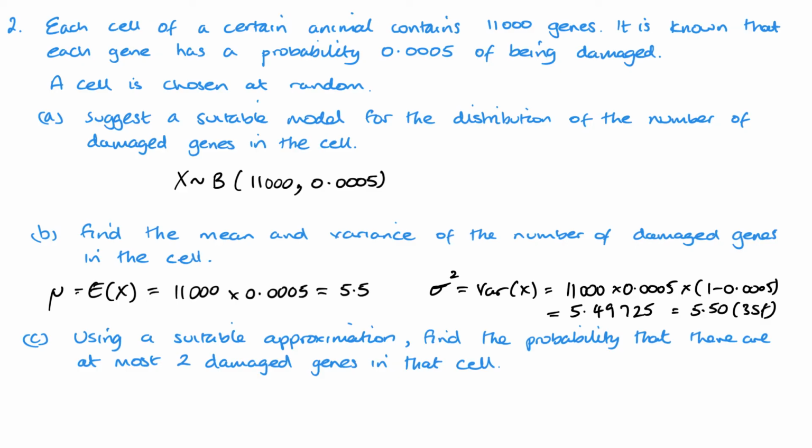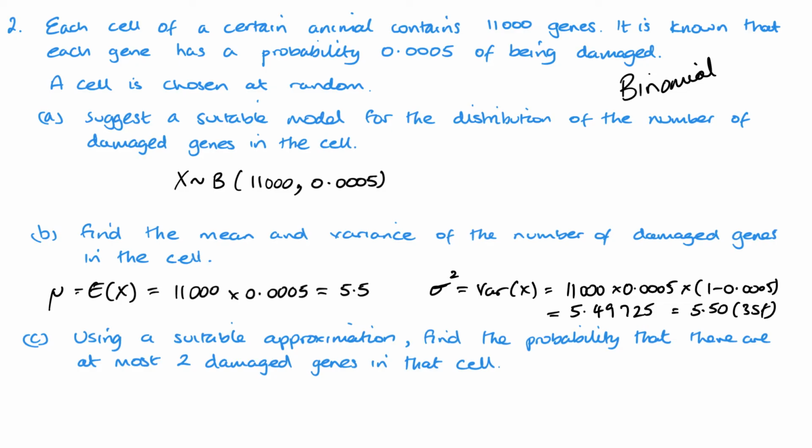So part C is about a suitable approximation. Now this is obviously binomial, as we said, which means binomial can go to Poisson or it can go to the normal approximation, can't it? In this case, it is obvious that n is very large, p is very small, isn't it? Which will imply a Poisson anyway.